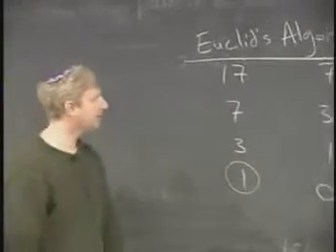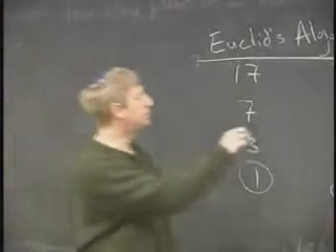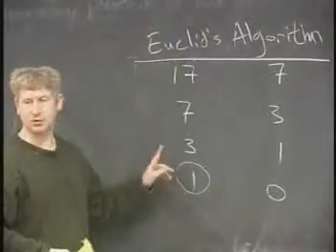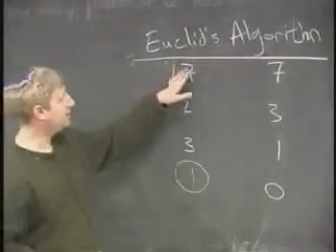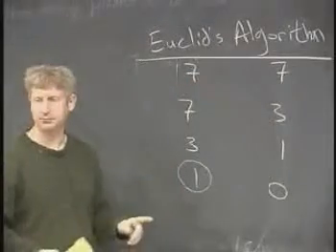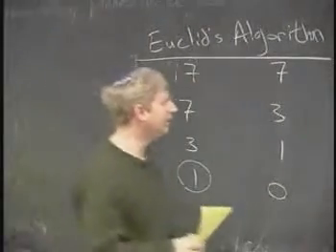Could you just repeat what you're... Yes, I'm going to prove to you that if these two have a greatest common divisor of 1, that I can multiply this by something, subtract those two, and get 1. Okay? Yeah.